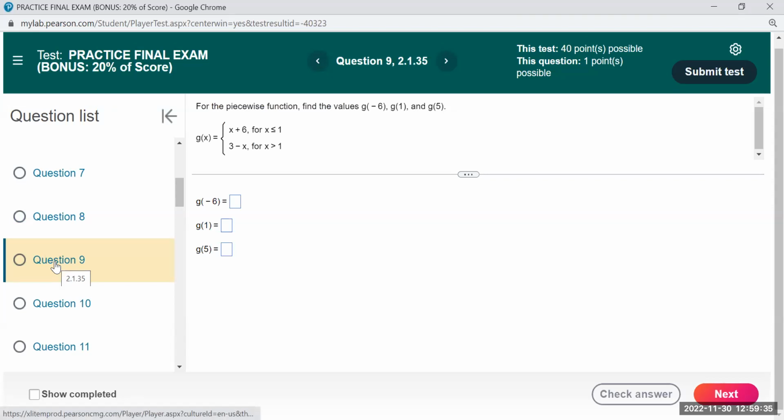Ooh, piecewise defined functions. So we have x plus 6 for x less than or equal to 1. We have 3 minus x for any x greater than 1. So we have to find g of -6, g of 1, and g of 5.